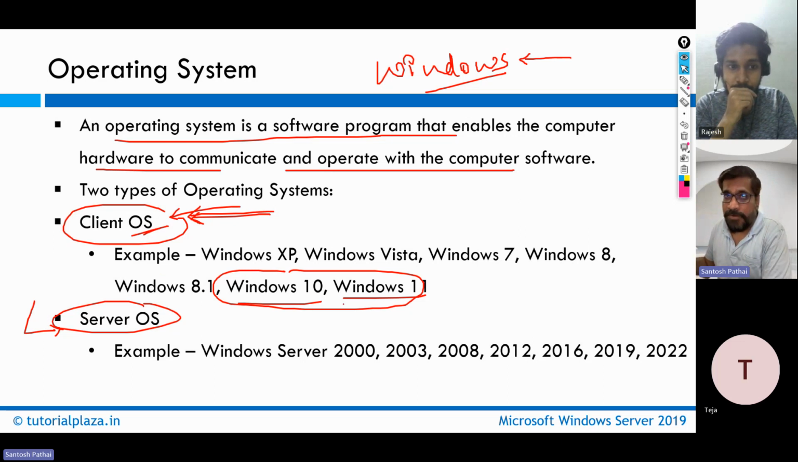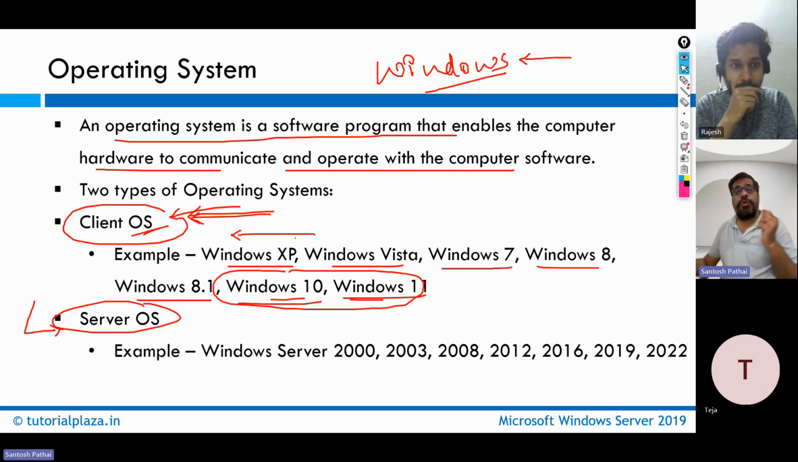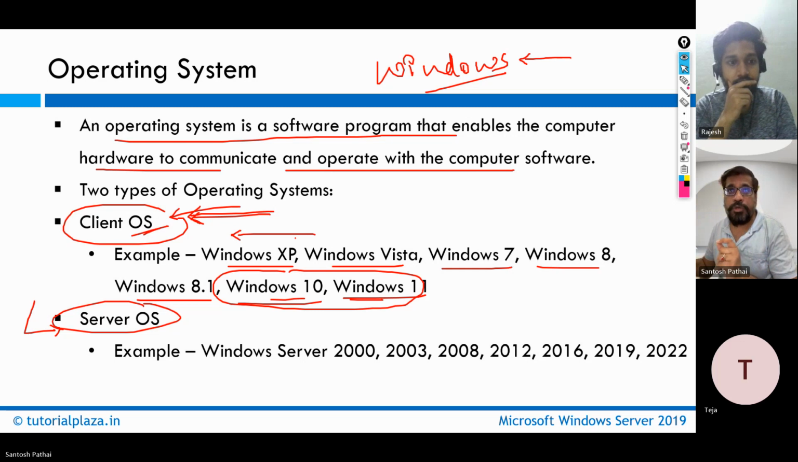So client OS, we have Windows 11, Windows 10. Prior to it, we had Windows 8.1, Windows 8, Windows 7, Windows Vista, Windows XP. Prior to Windows XP, we had Windows 2000, Windows 2000 Professional. Prior to 2000 Professional, we used to have Windows 95.